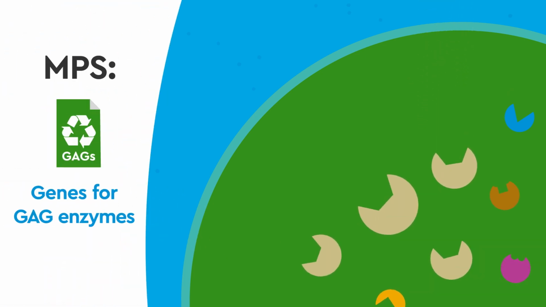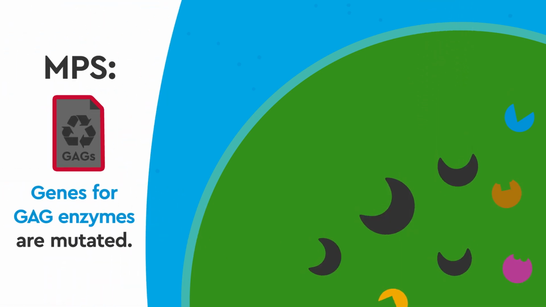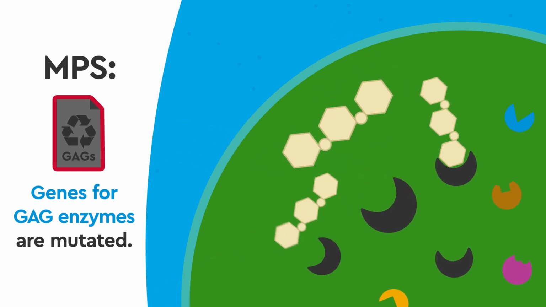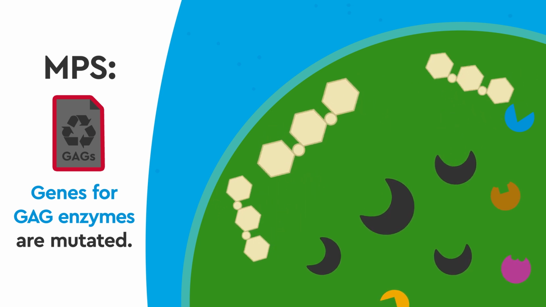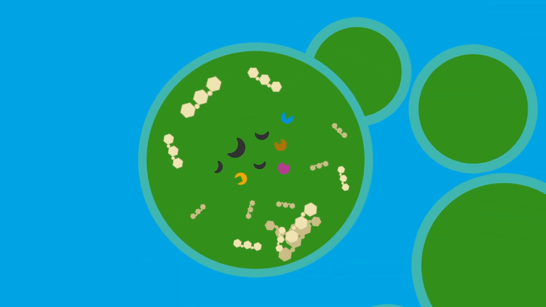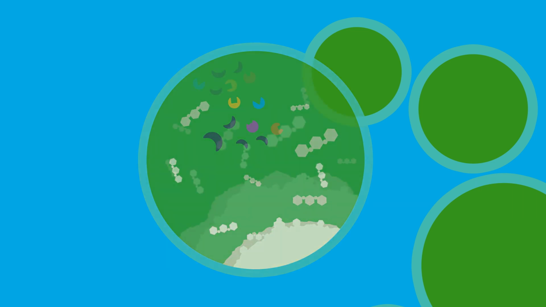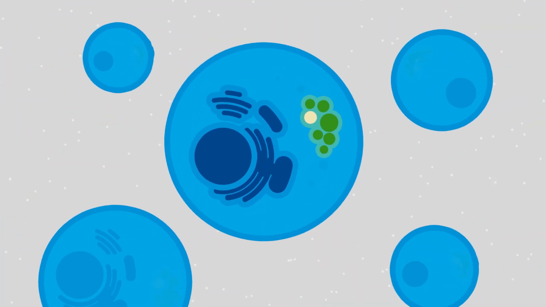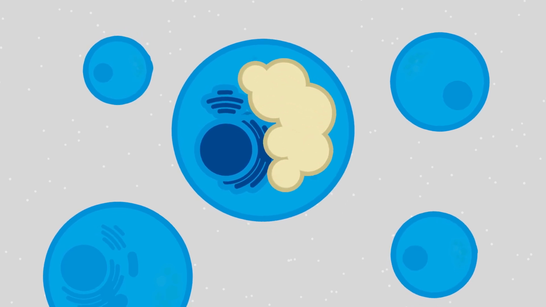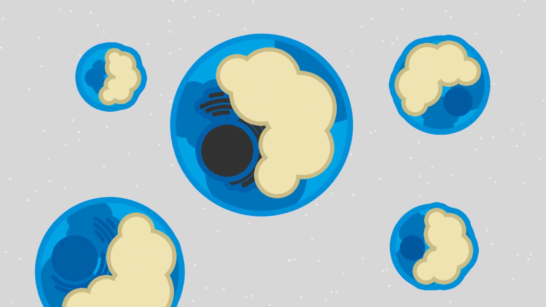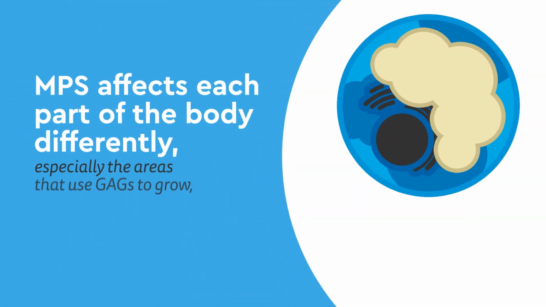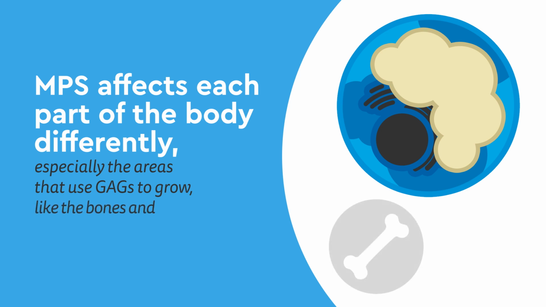In MPS, the genes for the GAG enzymes are mutated, and the enzymes don't work as well as they should. GAGs aren't broken down as much as they should be, and don't get removed from the lysosomes. Over time, more and more GAGs build up, until the lysosome stops working. With fewer working recycling centers, damage starts occurring throughout the cell. This affects each part of the body differently, especially the areas that use GAGs to grow, like the bones and connective tissues.